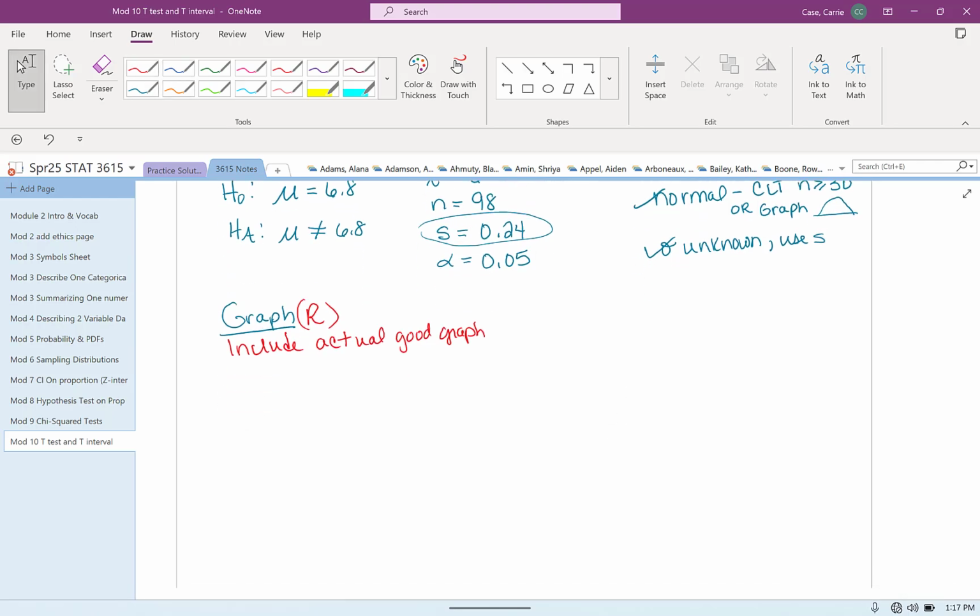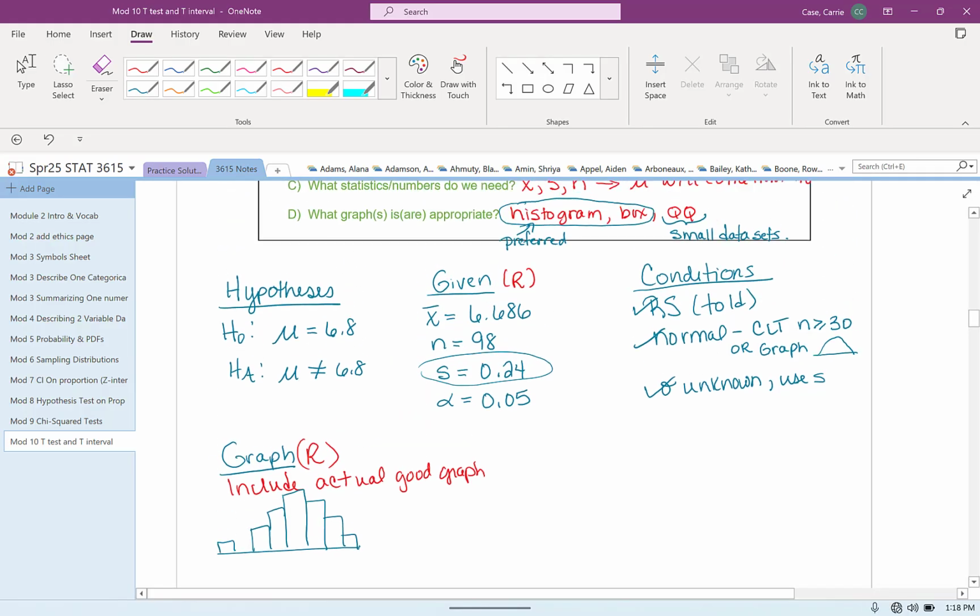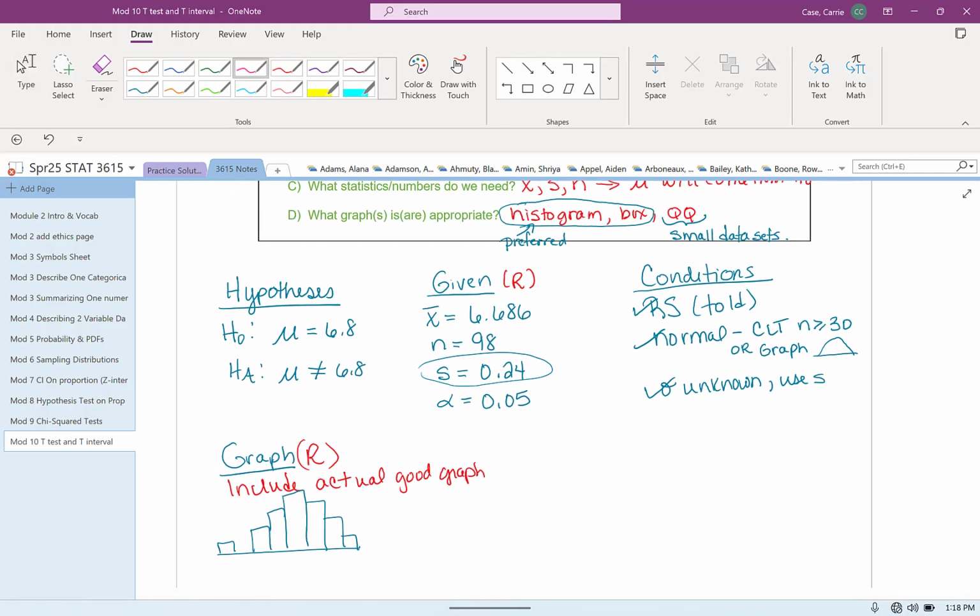I can't import that into OneNote, which is what I'm using, so I'm just going to quick sketch it. It looks something like this. And so our graph looks something like that. We would include the actual one. Notice that there's a peak in the middle and no major outliers, and so that's why we have normality. So we have met the 3 conditions for a t-test.